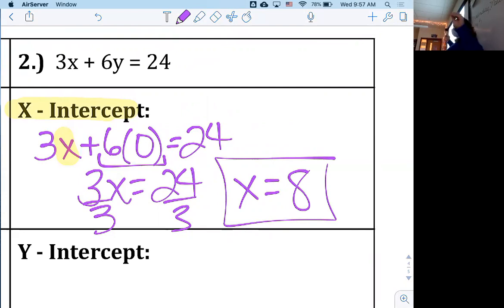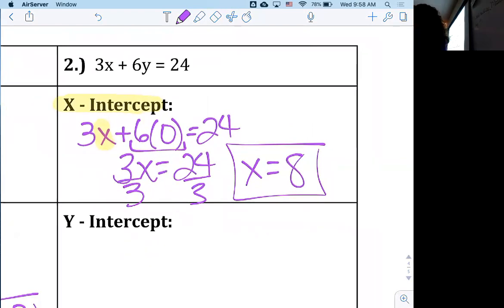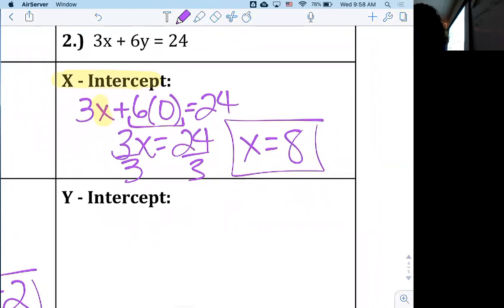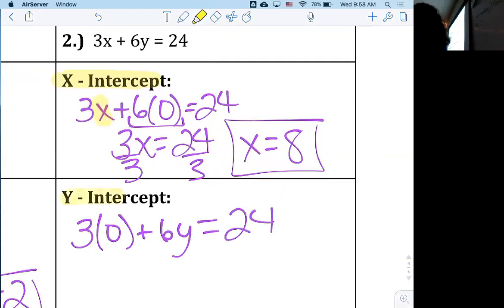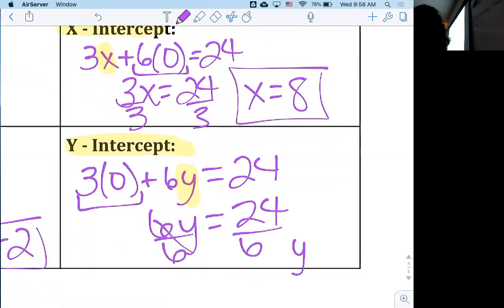If we were to graph it on the x-axis, you would go over to 8 and plot your point. All right, and then the other part of this, the y-intercept. Now we want to plug 0 in for x. So instead of 3x, I'm going to have 3 times 0, which would just be nothing, plus 6y equals 24. For the y-intercept, notice that our y is still in the problem. So that 3 and 0 is gone. Nate? Yep, y equals 4, because we'll divide both sides by 6. Good.